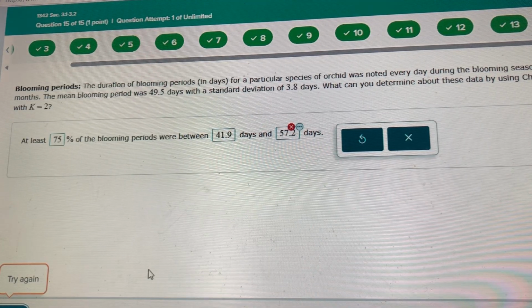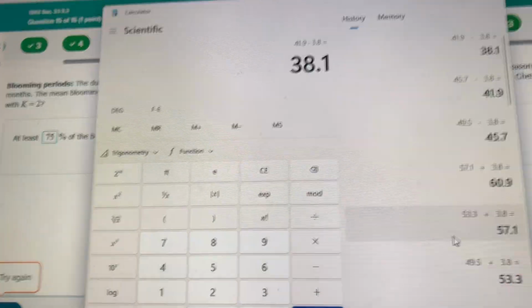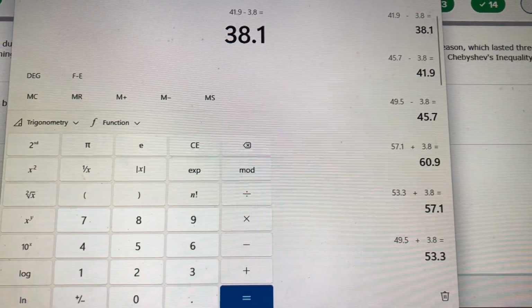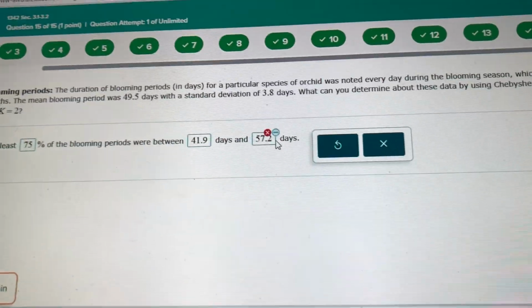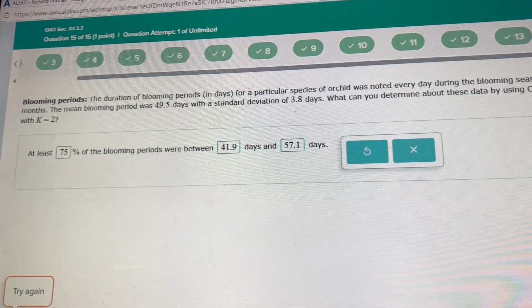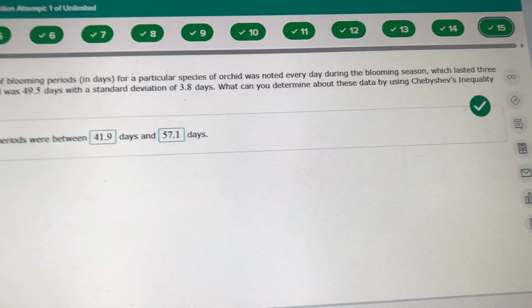Okay, did I miscalculate something? Go back here. It was 53.3 plus 3.8, 57.1. Oh, 57.1. I just wrote it down wrong. Okay, 57.1. Okay, so there it is. And now I got a green check on everything.